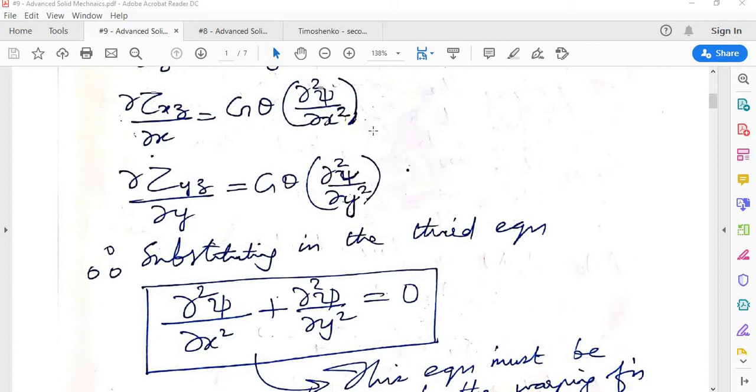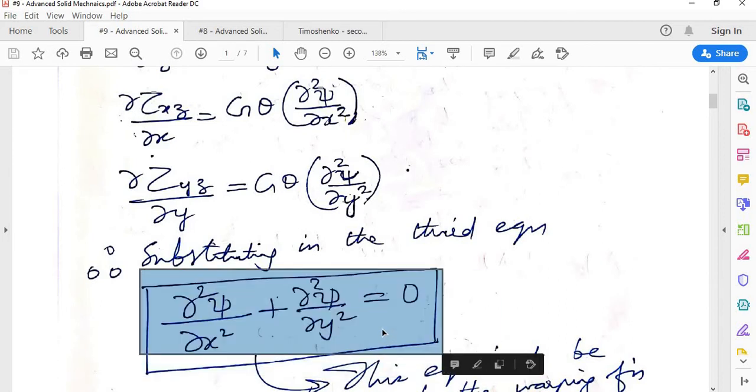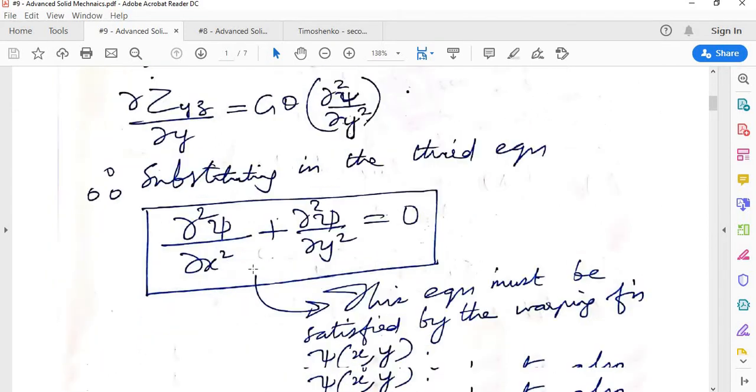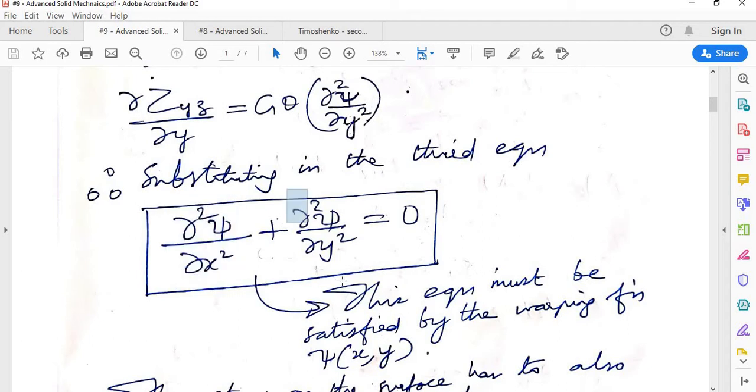So in the last lecture we had started the topic of torsion and we had arrived at this expression. So here psi is the warping function. We said that the warping function has to satisfy this equation. This is an equation that consists of two derivatives, with respect to x and with respect to y, because we assume that the warping function is a function of x and y, and it is a meaningful assumption.